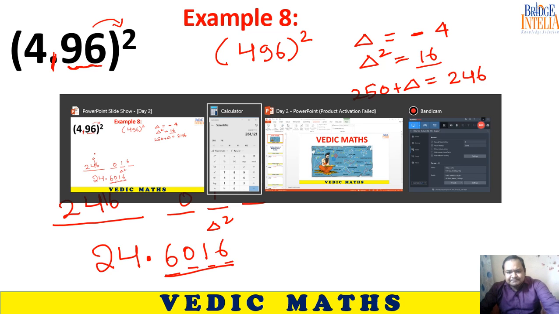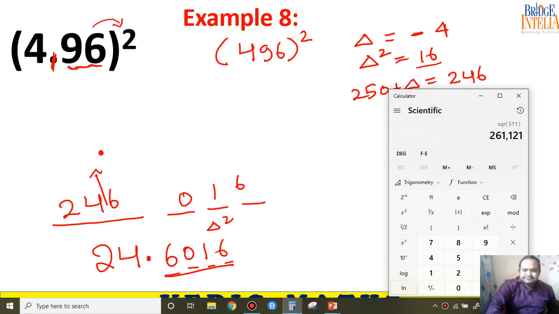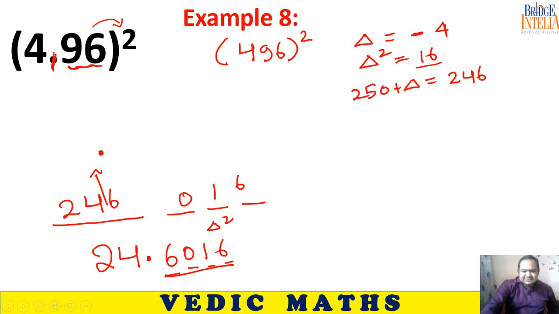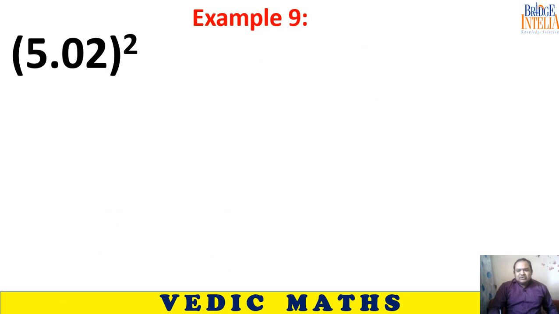Let's verify. 4.96 whole square. So yes, 24.6016.